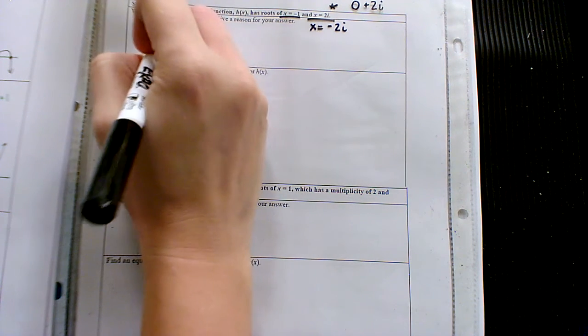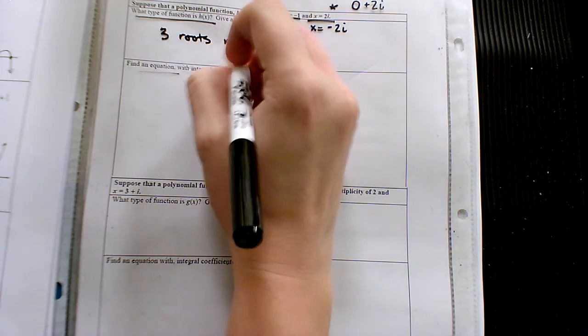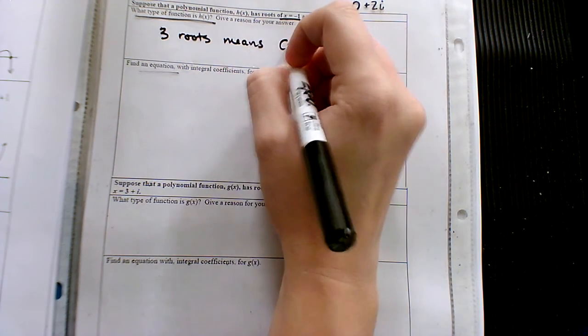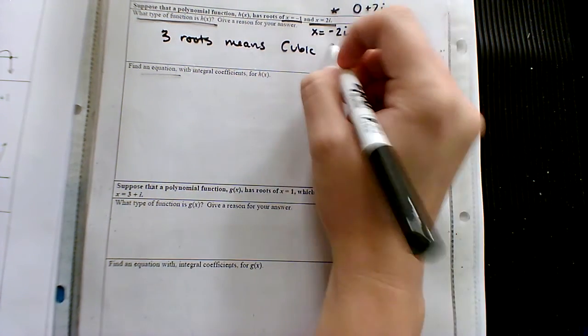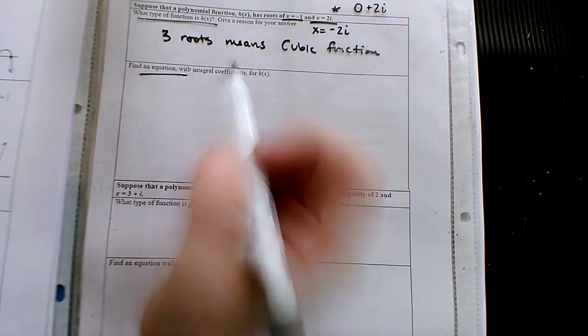So it looks like actually altogether we'd have 3. So we'll say 3 roots means cubic function. So when we actually find the equation, we know that the highest power that we have should be a 3. Let's see if we can actually find it.